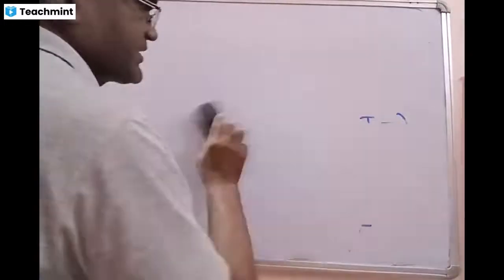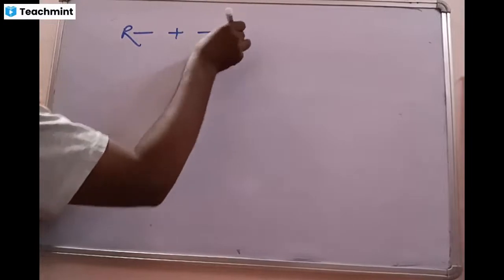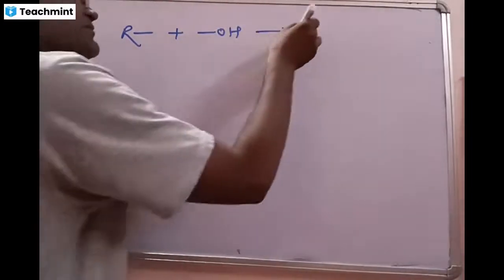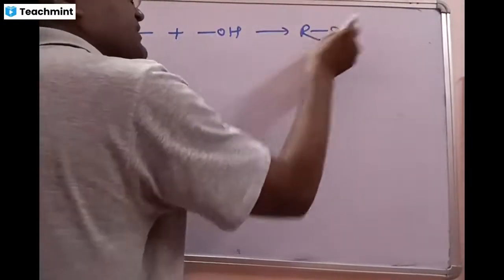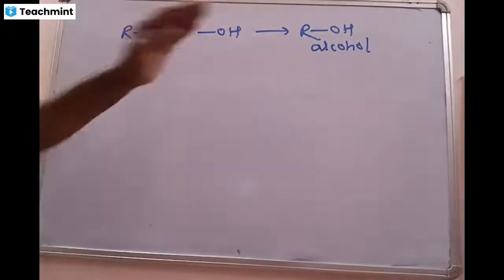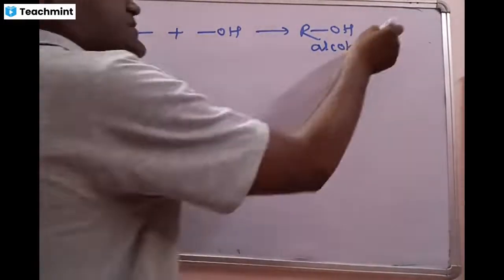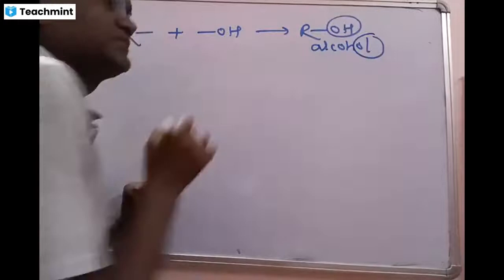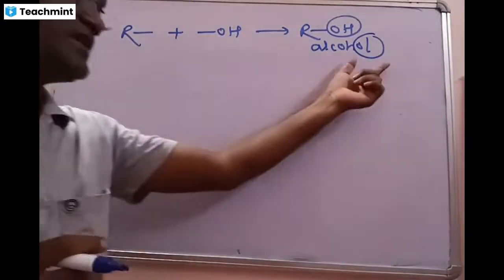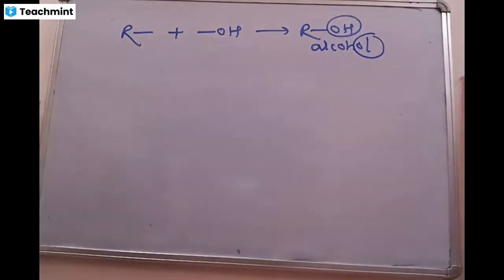Now if you go for the alcohol group, then this will be R plus OH, and the combination will be R-OH, and this is a representation of alcohol. Instead of this, you can have that R. So whenever you say alcohol, it will have this type of group. In the name, if there is an ending -ol, it means there is a presence of such a group in that compound.